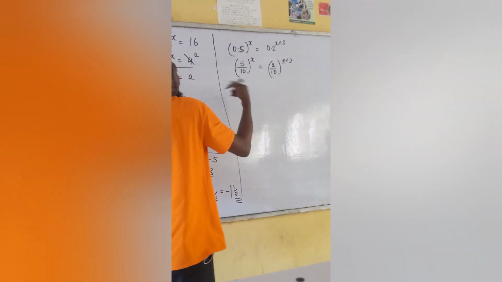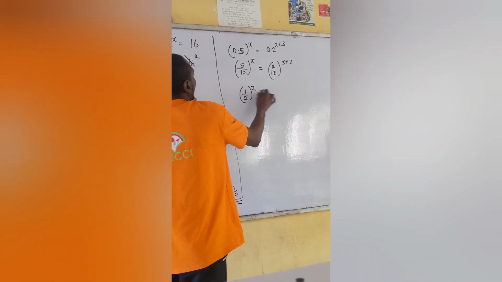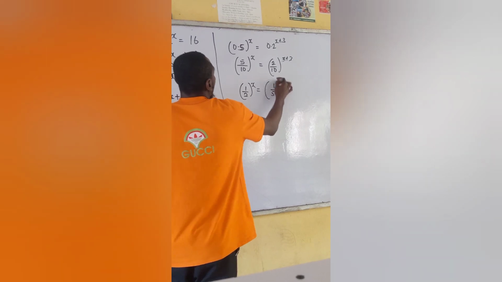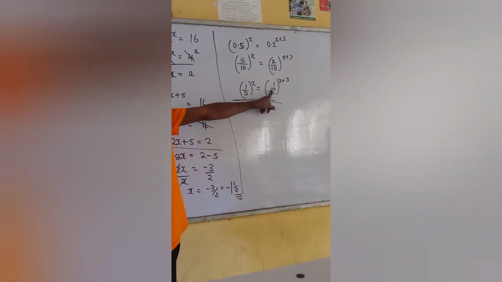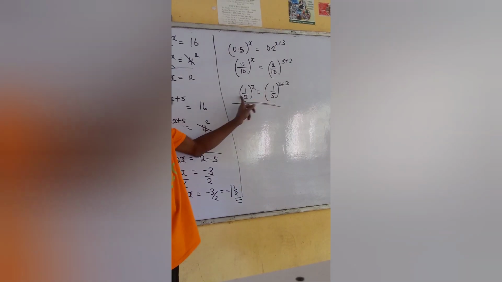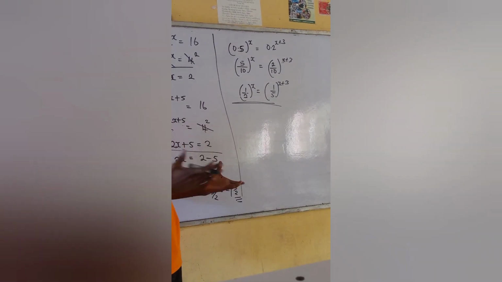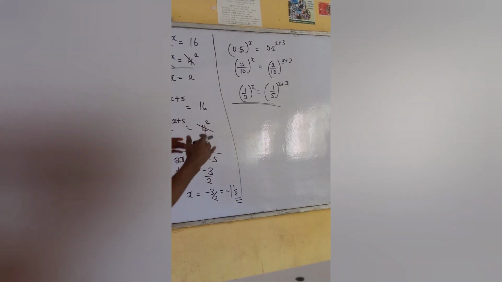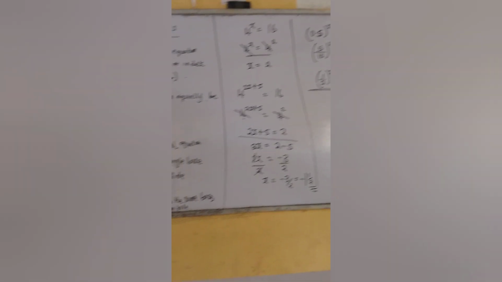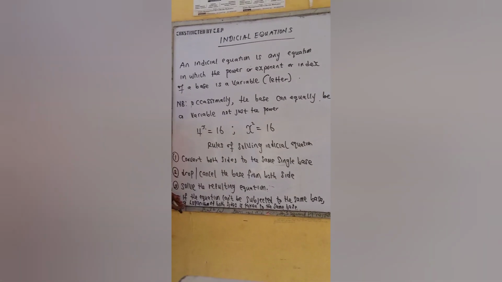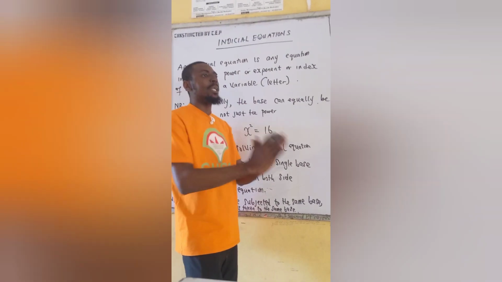You find that even if you wish to divide further, this will give you 1 over 2 raised to the power x, and this will give you 1 over 5 raised to the power x plus 3. Can you see? This is the base and this is the base. These bases can't be converted to be the same. The only way out is to take the log of both sides to the same base.